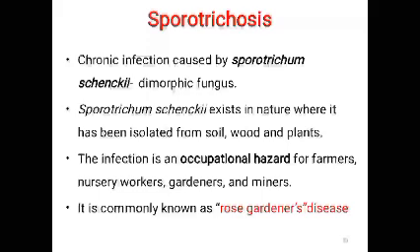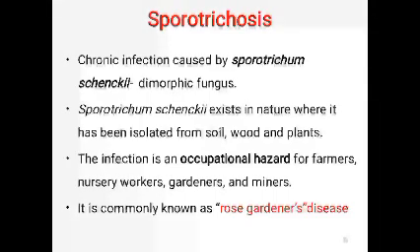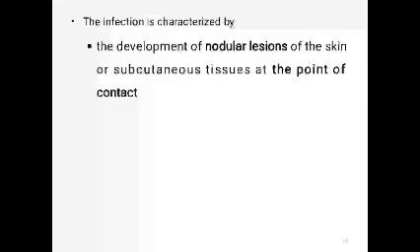The infection is an occupational hazard for farmers, nursery workers, gardeners, and miners. It is commonly known as rose gardener's disease. The infection is characterized by the development of nodular lesions of the skin or subcutaneous tissues at the point of contact.